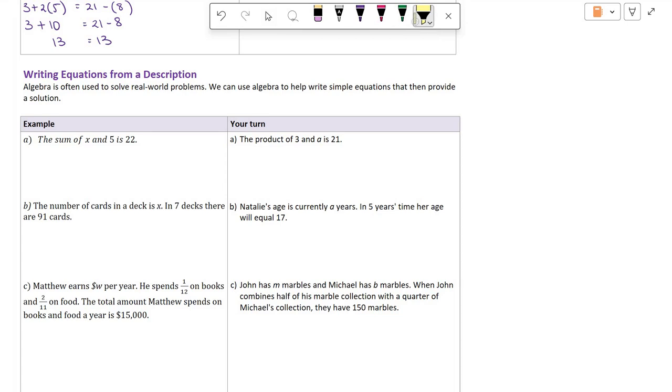If I look at example A, we're looking at the sum of two things, remembering that sum is plus. So that's going to give me x plus 5, and they're saying that is 22, so it's equal to 22. Okay, is means equal.